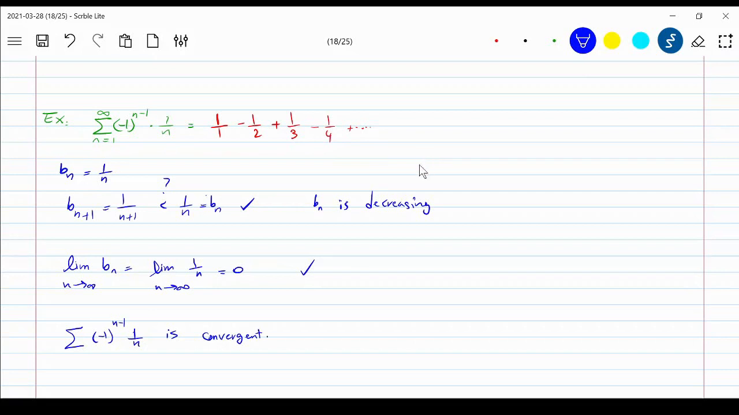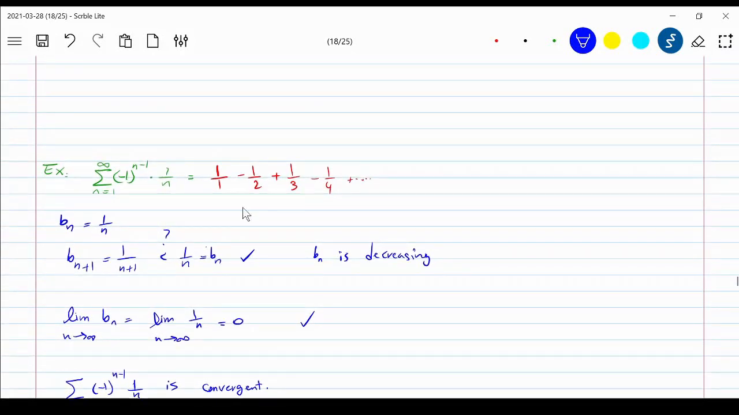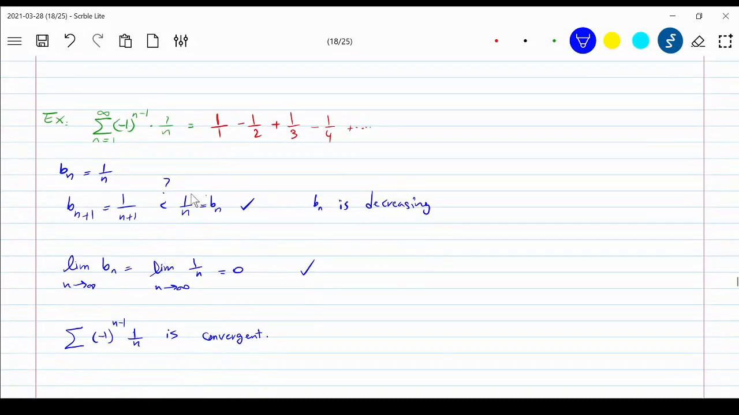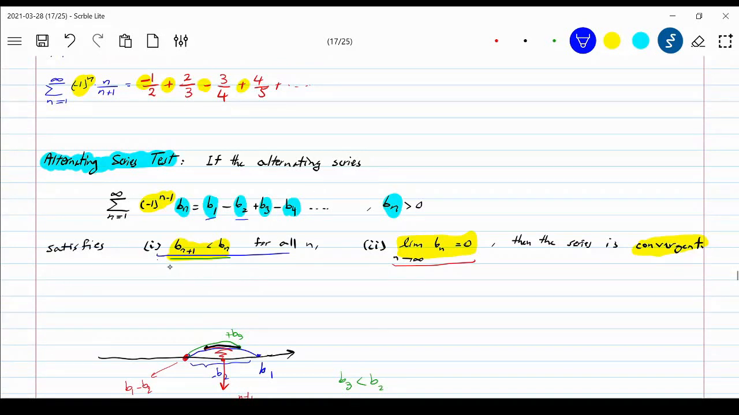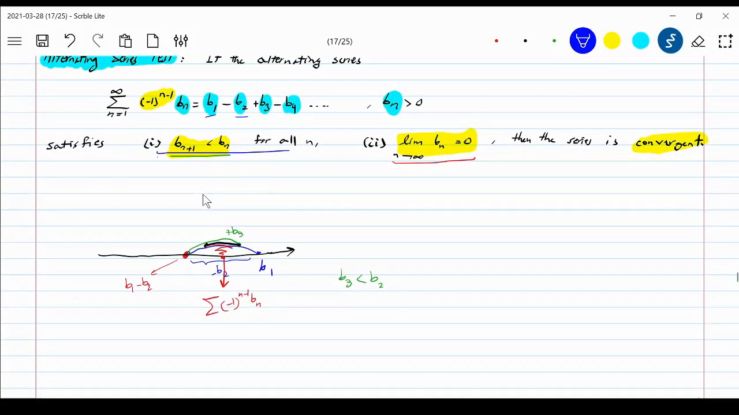Okay, it is important to check both of these conditions. If one is true and the other one is not true, if this wasn't 0, then you couldn't say it is convergent. In that case, it would be divergent. So if you don't satisfy the first condition, then the series would be divergent. If you don't satisfy the second condition, the series would be divergent. It is quite important that you check for these cases.